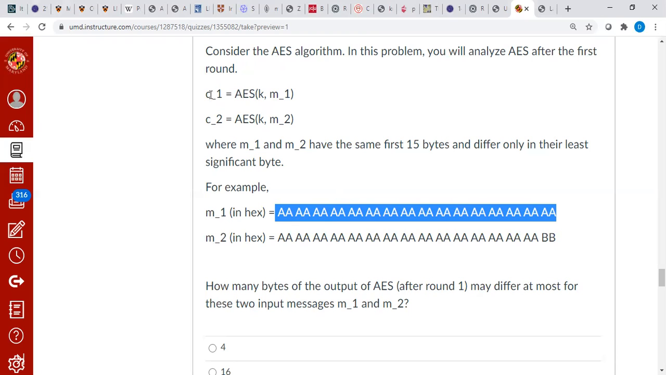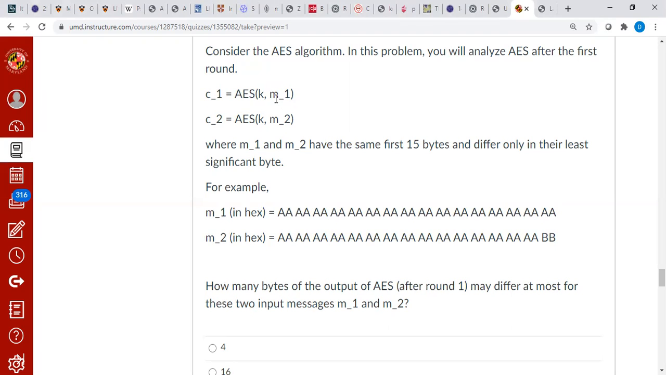All right, so here's a more formal way of saying it. Here is your message M1. You are calling AES using key K, and you will get some ciphertext. And we are doing the same with a message M2 using the same key K, and you get ciphertext C2. The question is, what is the difference between the ciphertext C1 and C2 after round one, just after the first round? So in order to solve this problem, we would need some understanding of how AES is actually working.